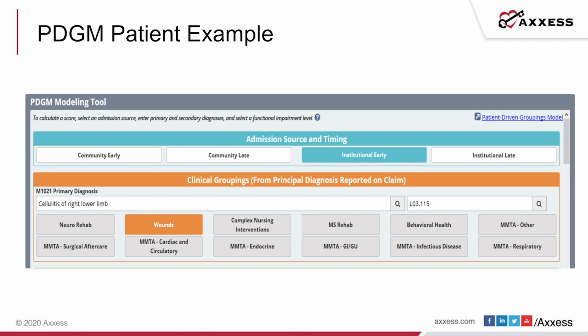The clinical grouping, when I put in my L03.115 cellulitis of right lower limb, we see that the wounds category is the correct category. And just by the way, the sequencing of the cellulitis versus the sepsis, depending on what's going on with that patient, that could be more than $400 difference per 30-day period.